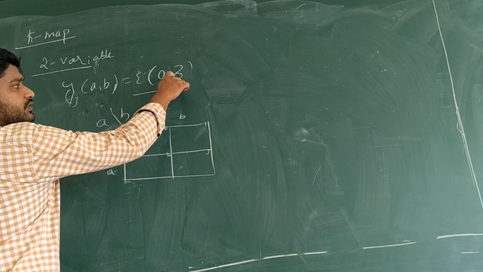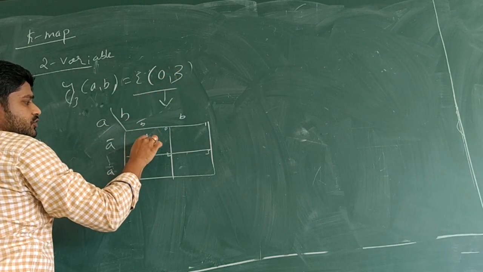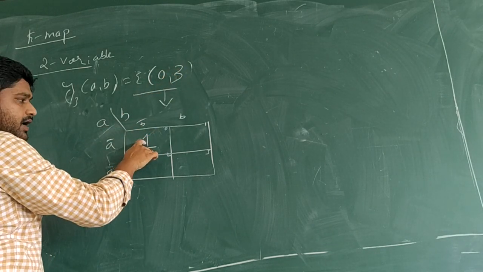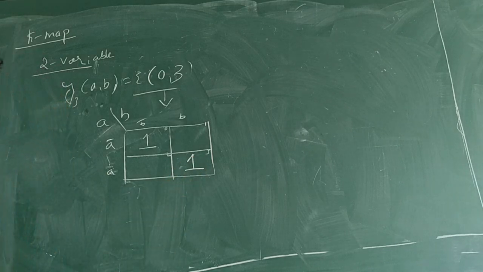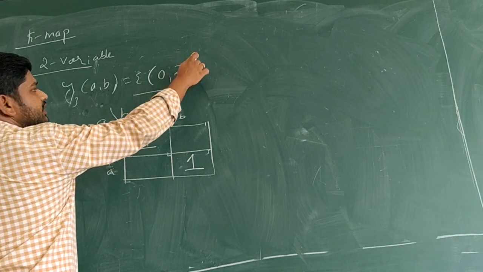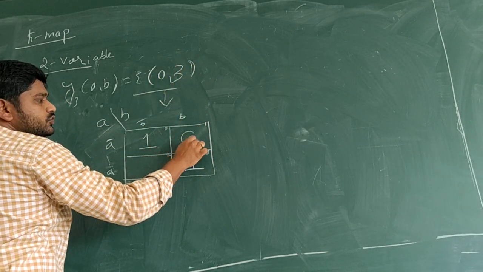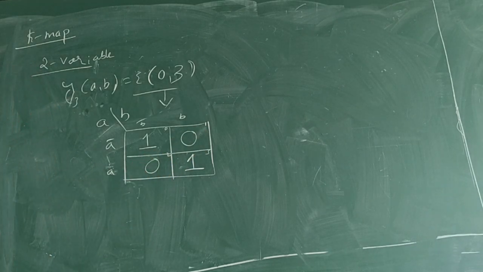Now, what are the given cell numbers? 0 and 3. So, the 0th cell will get a high, third cell will get high. Not given cell numbers 1 and 2. So those should be filled with 0. Okay. So now the question. How many ones are there? 2 ones.